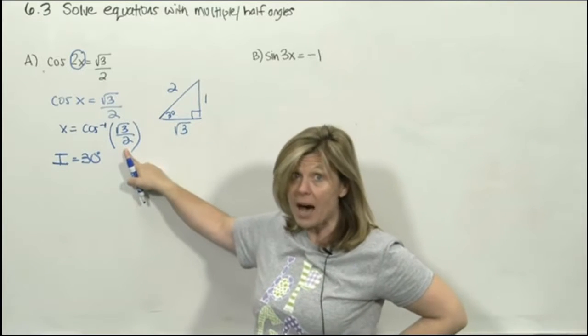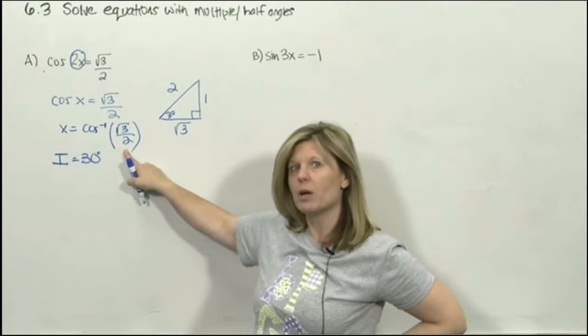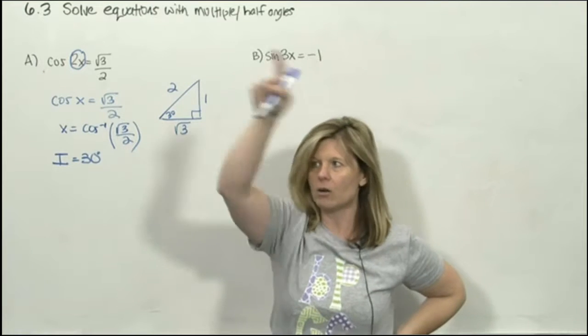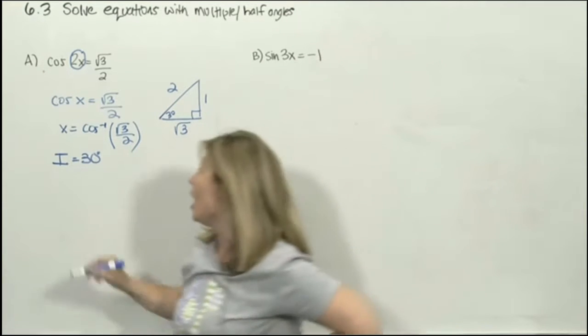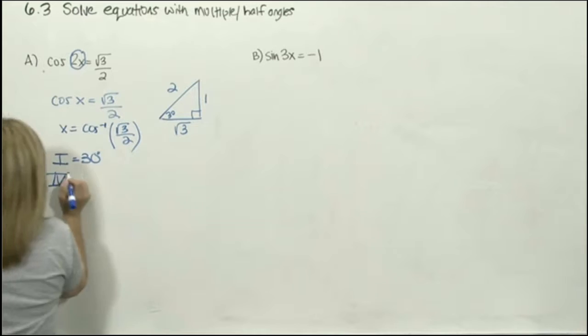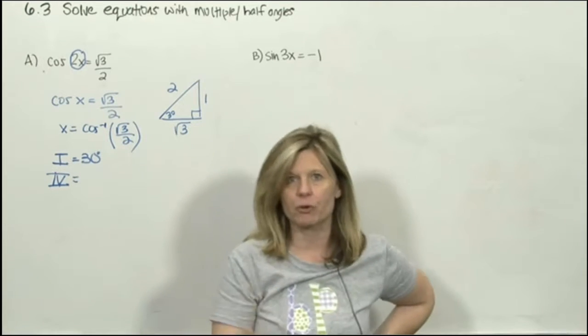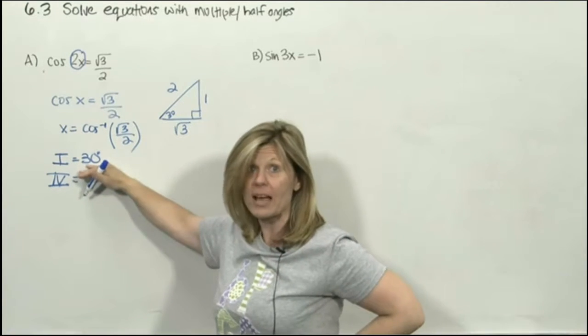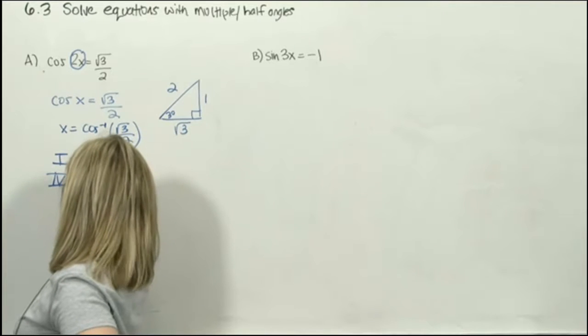But because this is positive, cosine can also be in what quadrant? Let's think. All Students Take Calculus. Oh, it could be in quadrant 4. And the angle in quadrant 4 would be 360 minus the reference angle, 30, which would give us 330 degrees.